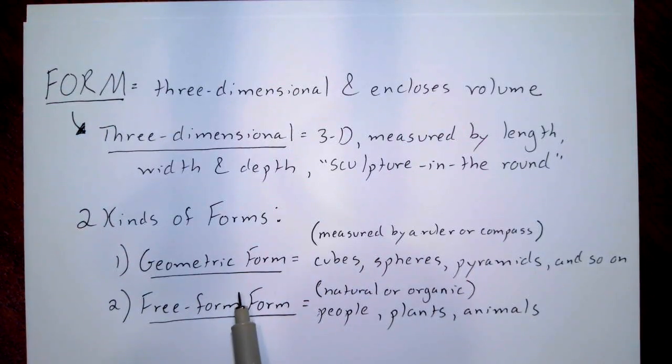We can have geometric forms like cubes, spheres, pyramids, cylinders. There's all kinds of geometric forms we can talk about. And we have, and they really do say this, a free form form. We are a free form form. People, plants, animals, we are natural. We're three-dimensional and we're natural. So we are free form forms.